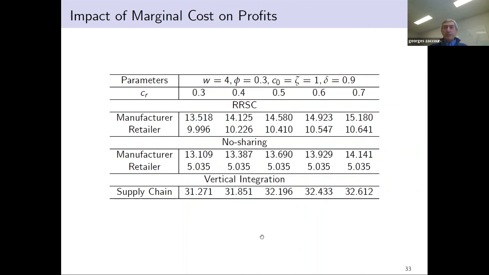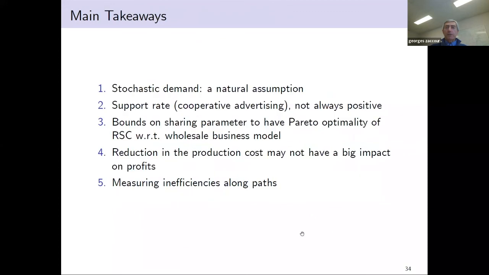Let me skip this, which simply shows different values for the different variables and payoffs. So what are the main conclusions here? Let me wrap up what we have.